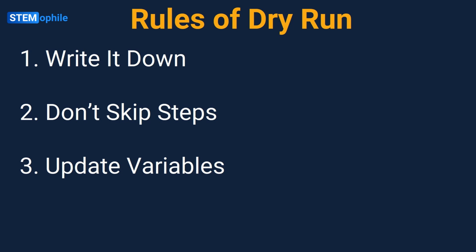Rule number 3. Update variables. Whenever a variable's value changes, write the new value on paper. Neglecting this will result in using the old values, leading to incorrect dry run results.